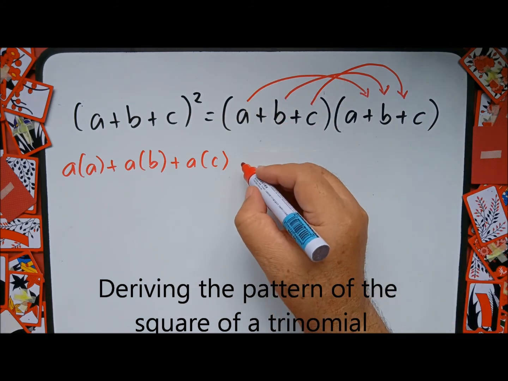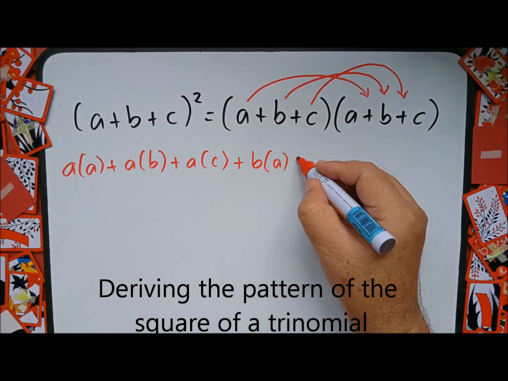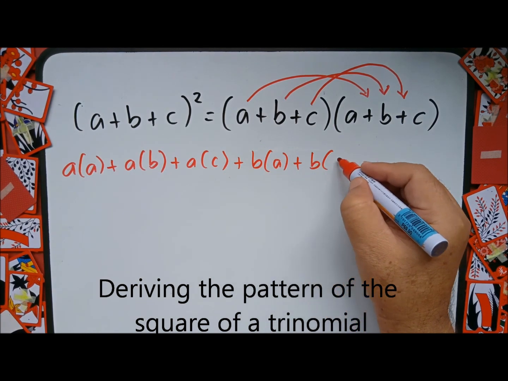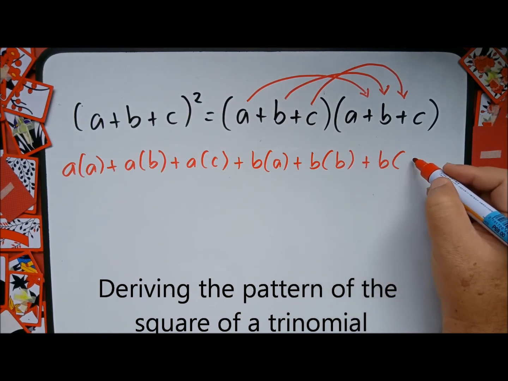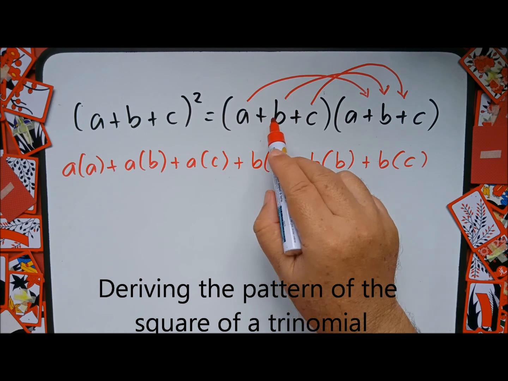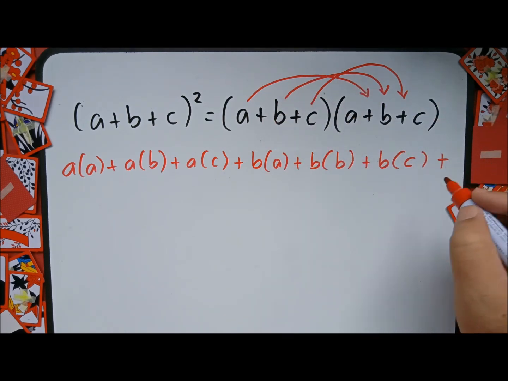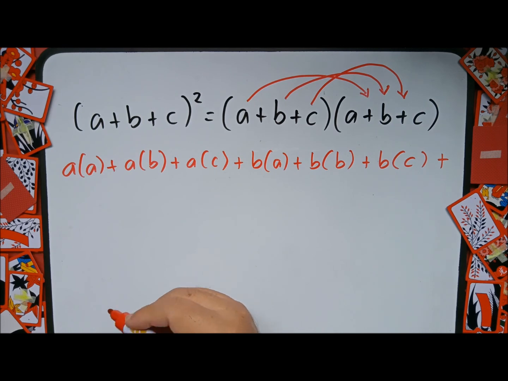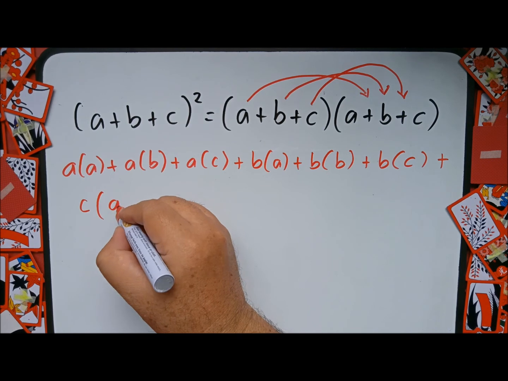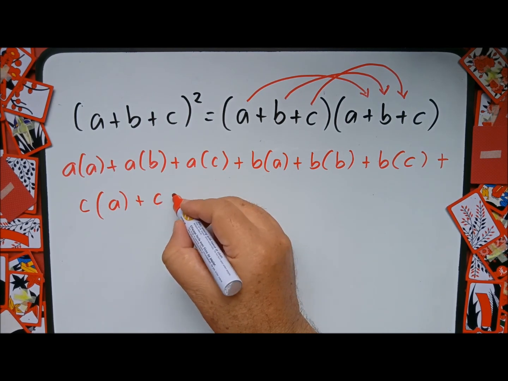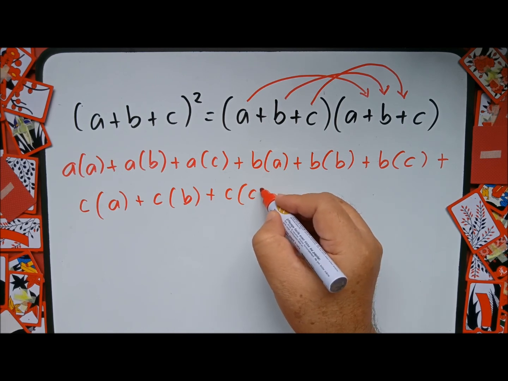Now, we are in the second term. B times A plus B times B plus B times C. Second term, multiply to A, to B, and to C. Next, the third term: C times A plus C times B plus C times C.